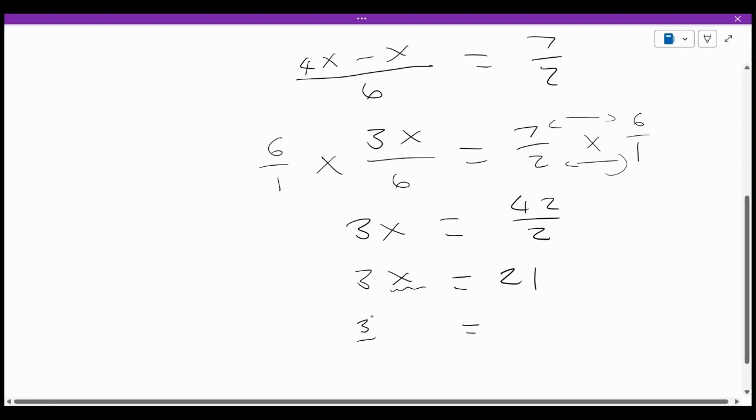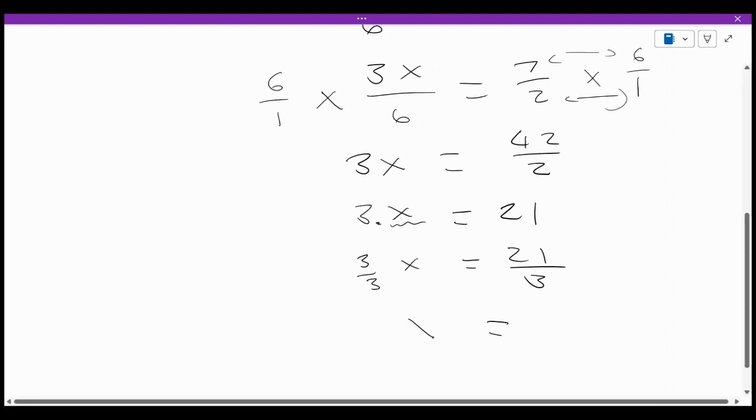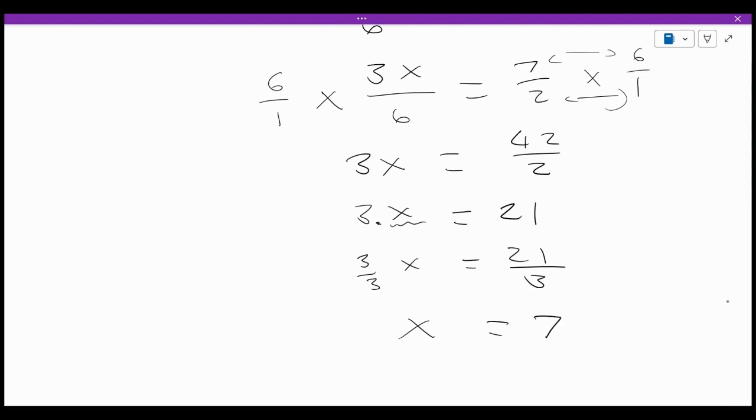Okay, and now we want this variable all alone. Therefore, we're going to try and get rid of this 3. This 3 is multiplying, therefore we need to divide to get rid of it. And what we do on one side, we do on the other. And the answer is x, and then 21 divided by 3 is just 7.